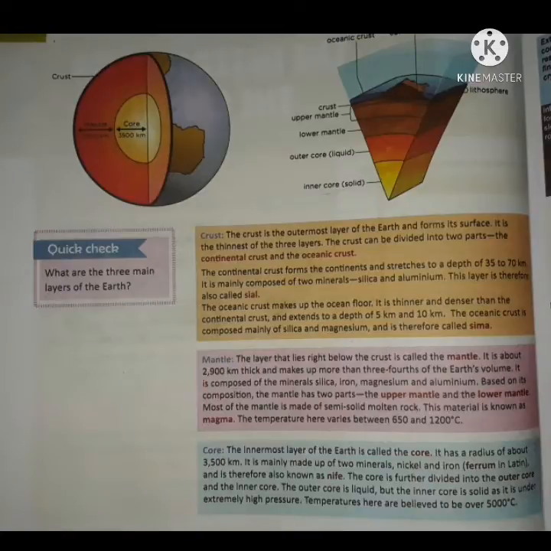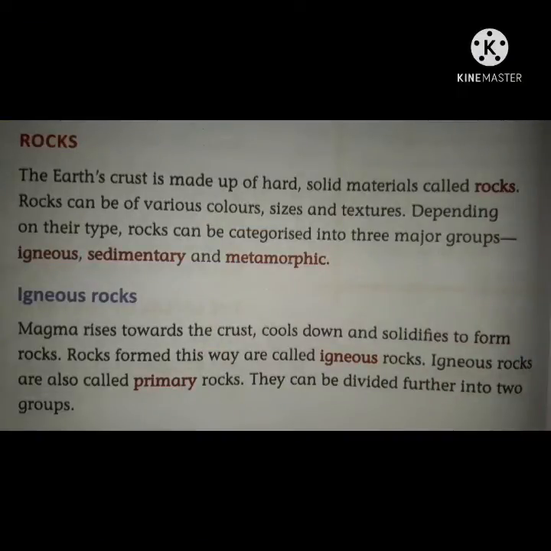Now let us move on to the core. It is the innermost layer of the earth and it is made up of mainly two minerals, nickel and iron. Nickel is known as Ni in its chemical name and iron as Fe, so this layer is known as NiFe. The core is further divided into the outer and inner core, and they have different characteristics.